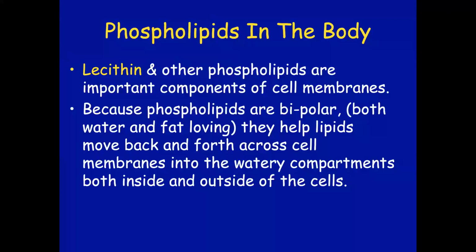So lecithin, as well as other phospholipids, are going to be major components of the cell membrane. Remember that they are bipolar compounds. So what does that mean? It means that there's going to be one end that loves water and one end that loves fat. Because of that, they help lipids move back and forth across cell membranes between the interstitial fluid on the outside of the cell and the cytosol on the inside of the cell.